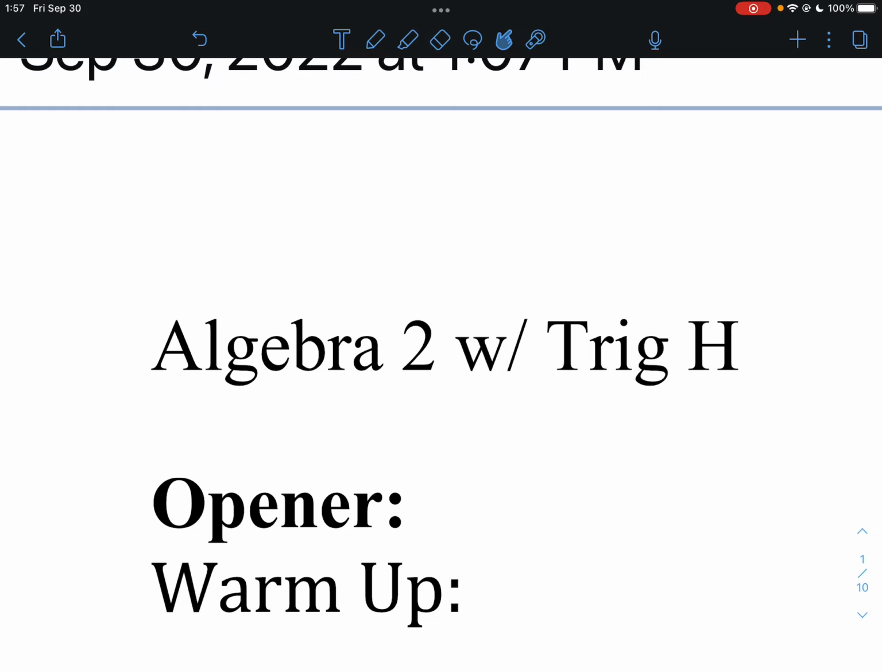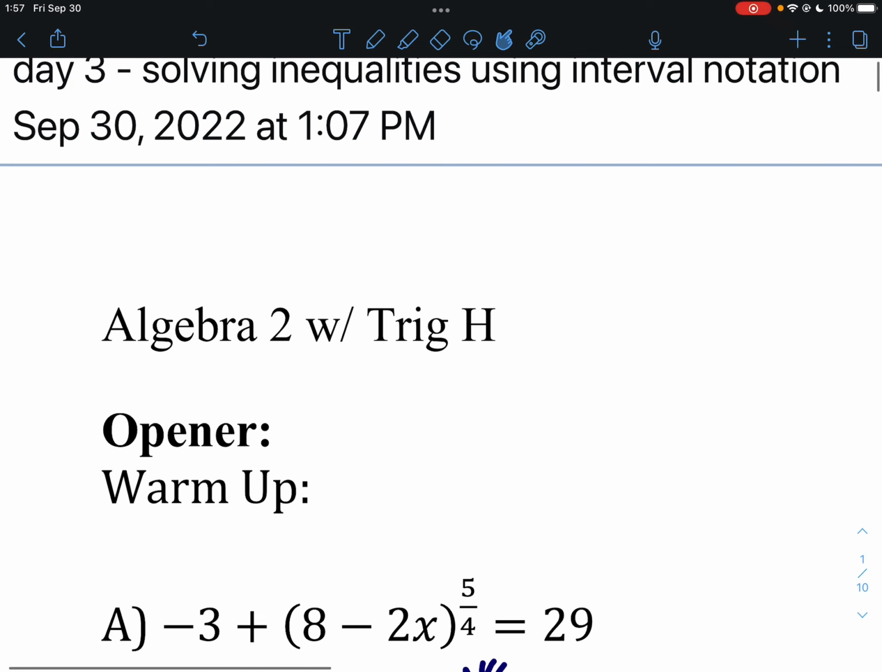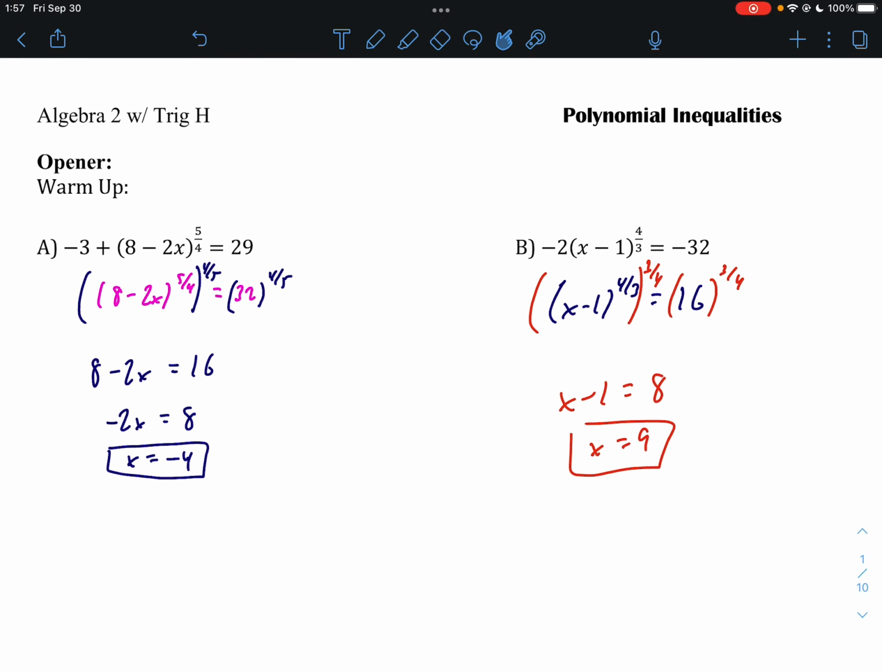To start here, we have a two-problem opener that you should try to solve on your own without any assistance. Pause the video at this point, give them your best shot, and come back and check your answers when done. Okay, hopefully you came up with these answers to the warm-up problems.